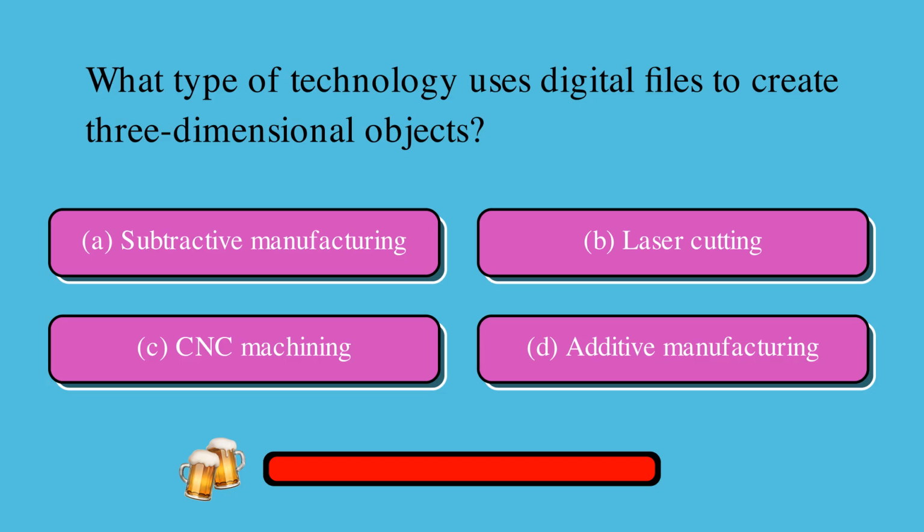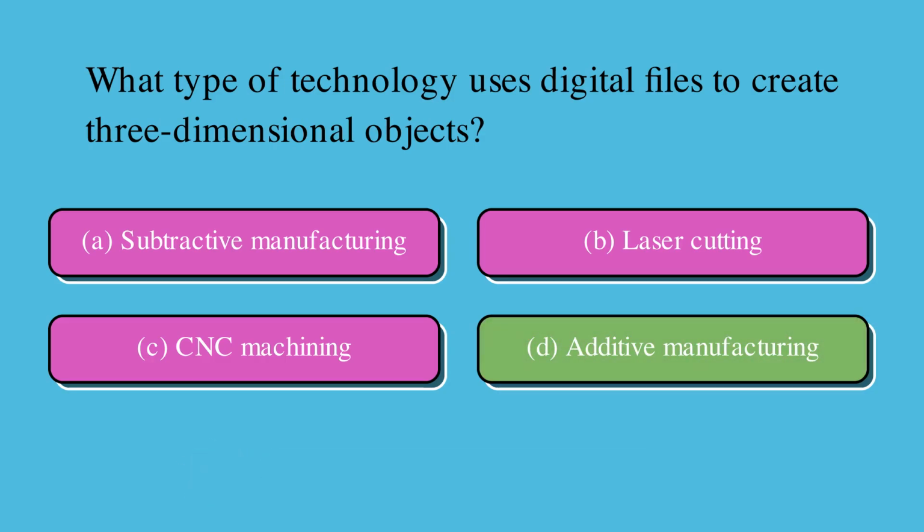What type of technology uses digital files to create three-dimensional objects? Is it A, subtractive manufacturing, B, laser cutting, C, CNC machining, or D, additive manufacturing? The correct answer is D, additive manufacturing.